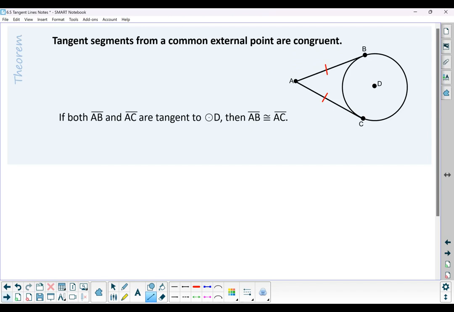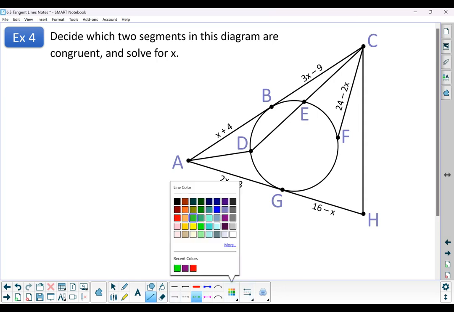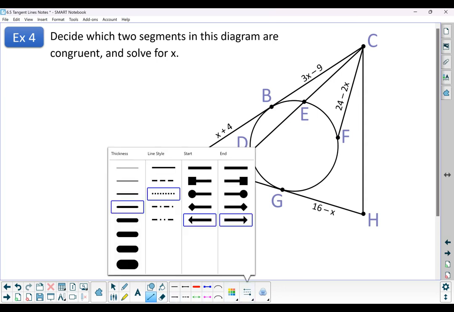All right, so tangent segments from a common external point are congruent. So if I draw the tangent line from point A to each side of the circle, it's going to create these 2 congruent pieces. So here's a diagram. We want to decide which 2 segments are congruent and solve for x. So when dealing with tangents, you want to check and see if you have 2 tangents that are from the same point.